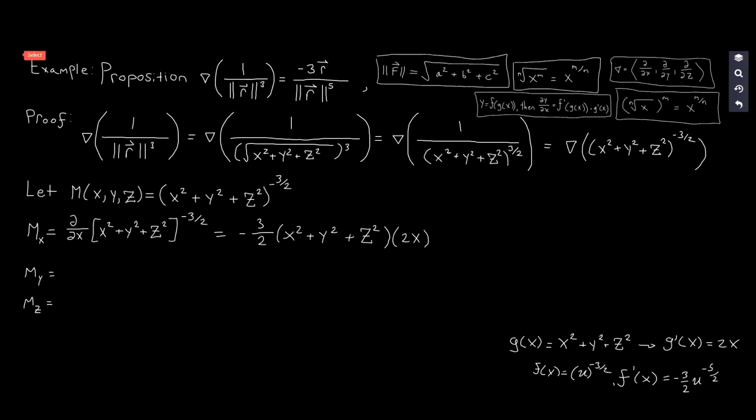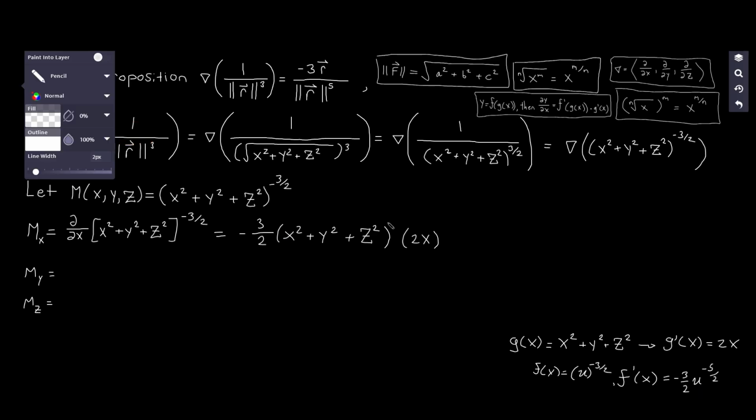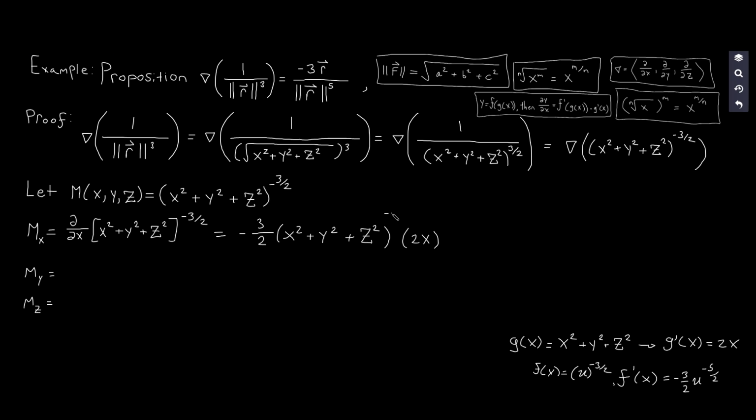Oh gosh, right? Because we applied the power rule to this inside part. So negative 5 halves. All right. So the partial derivative with respect to x for x squared plus y squared plus z squared raised to the power of negative 3 halves equals negative 3 halves times x squared plus y squared plus z squared quantity raised to the power of negative 5 halves, times 2x.